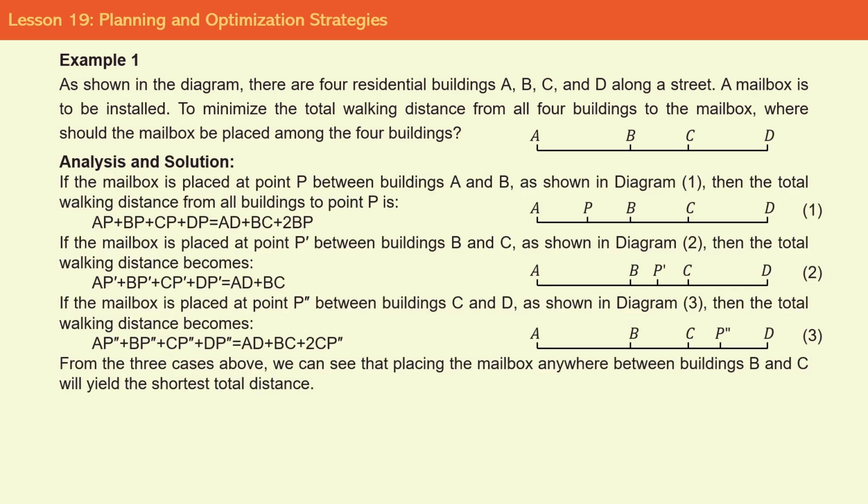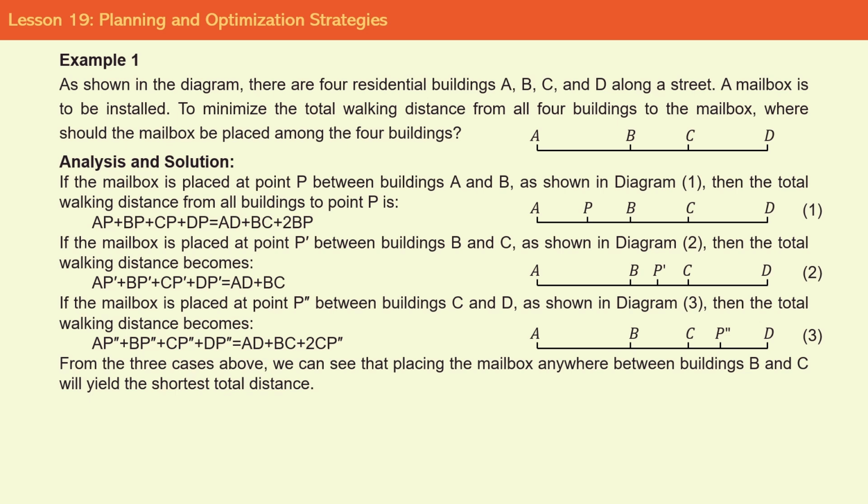If the mailbox is placed at point P between buildings A and B, as shown in diagram 1, then the total walking distance from all buildings to point P is AP plus BP plus CP plus DP equals AD plus BC plus 2BP. If the mailbox is placed at point P' between buildings B and C, as shown in diagram 2, then the total walking distance becomes AP' plus BP' plus CP' plus DP' equals AD plus BC.